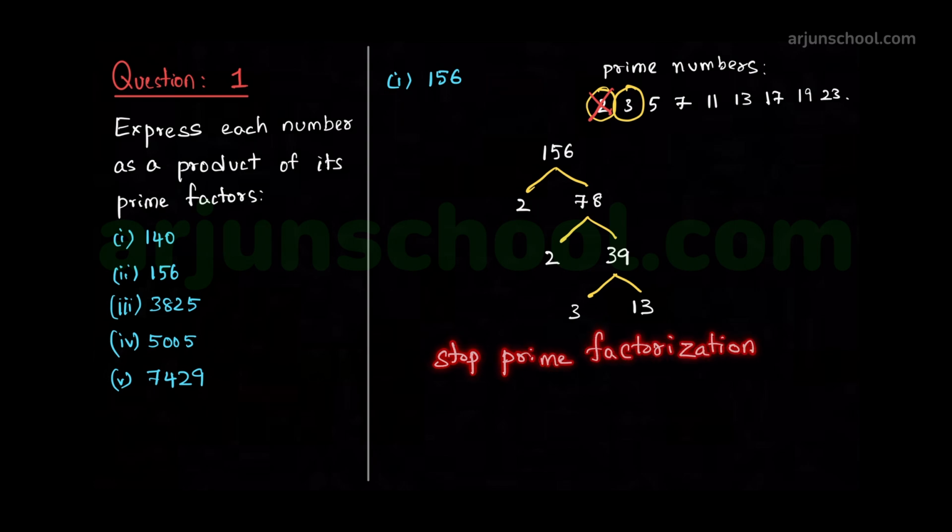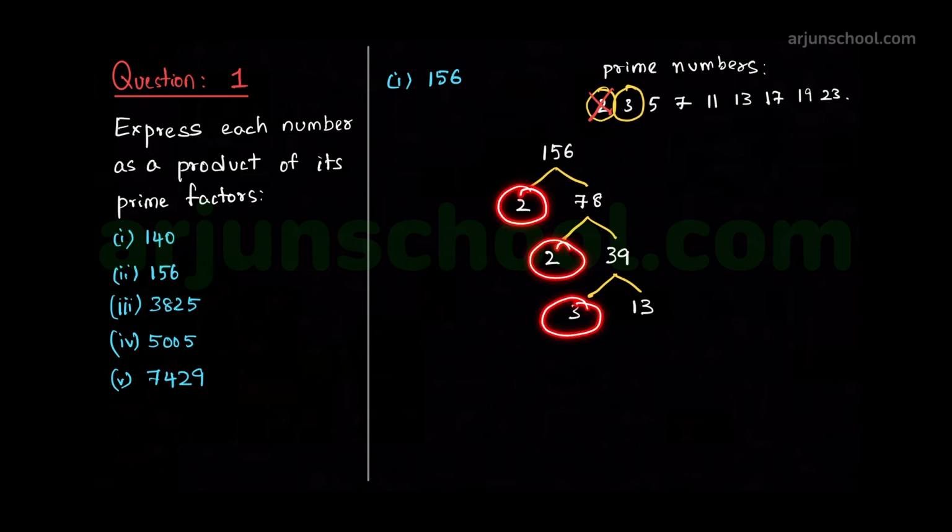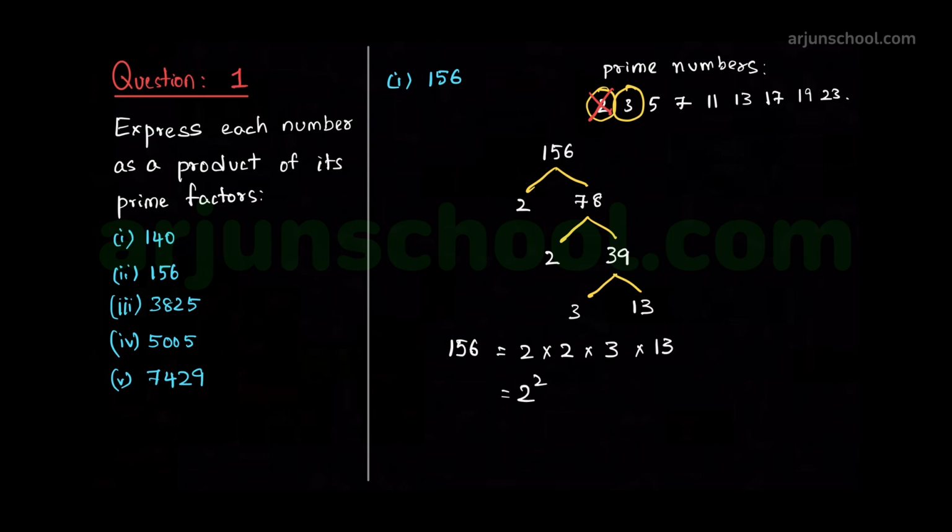The prime factors of 156 are 2, 2, 3 and 13. As a product, 156 can be written as 2 times 2 times 3 times 13. 2 into 2 can be written as 2 square. Therefore, we get 156 is equal to 2 square into 3 into 13.